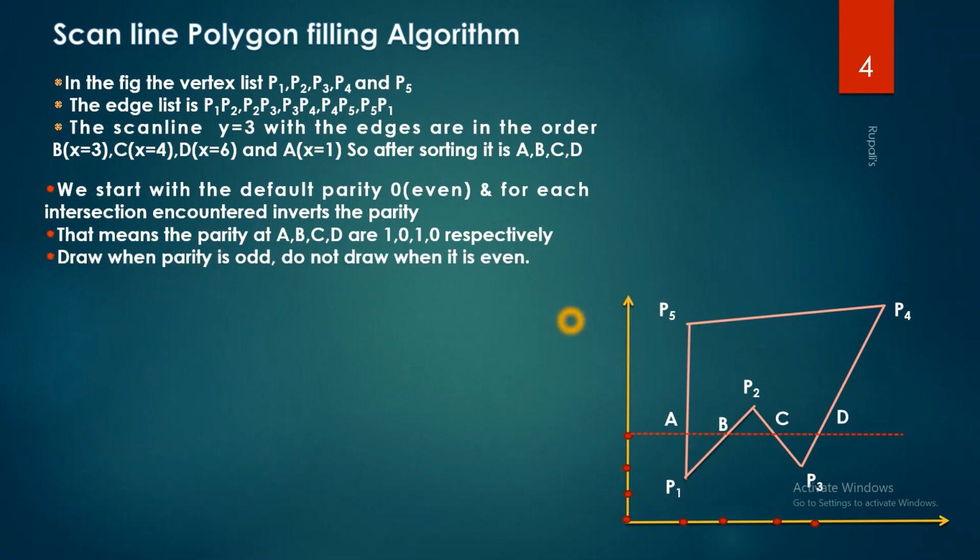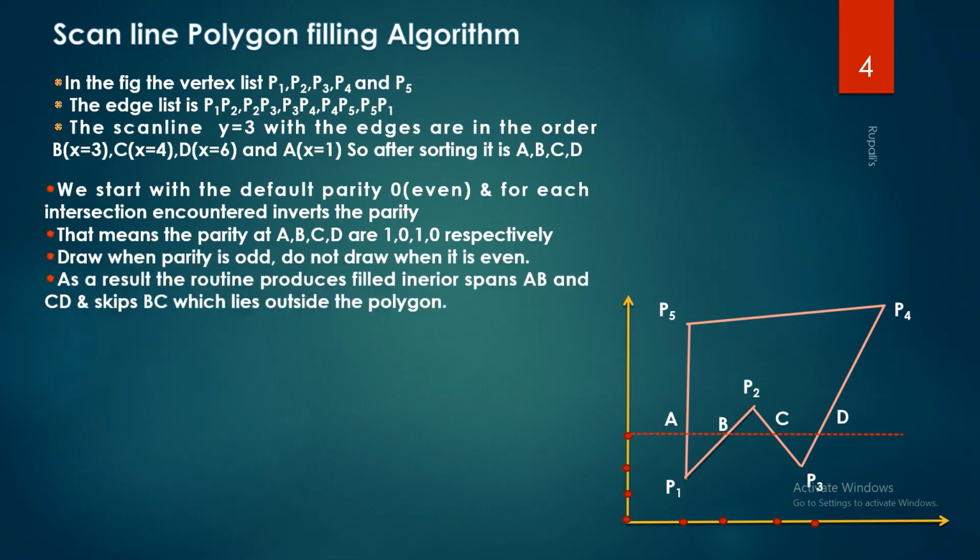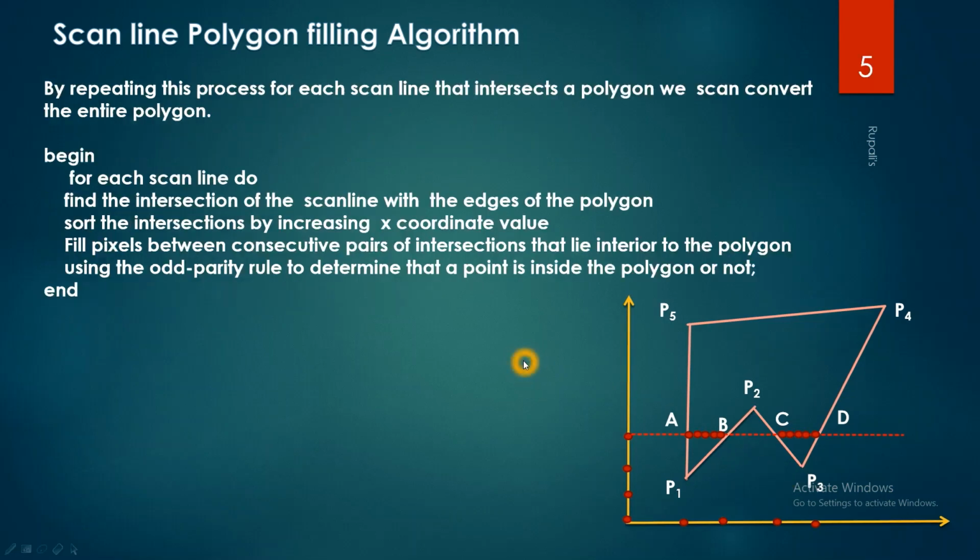So it becomes like this. From A to B the parity is 1, and from C to D the parity is 1. In this way, we can convert the whole polygon and fill the whole polygon. So what is the algorithm? By repeating this process for each scanline that intersects a polygon, we can convert the whole polygon.